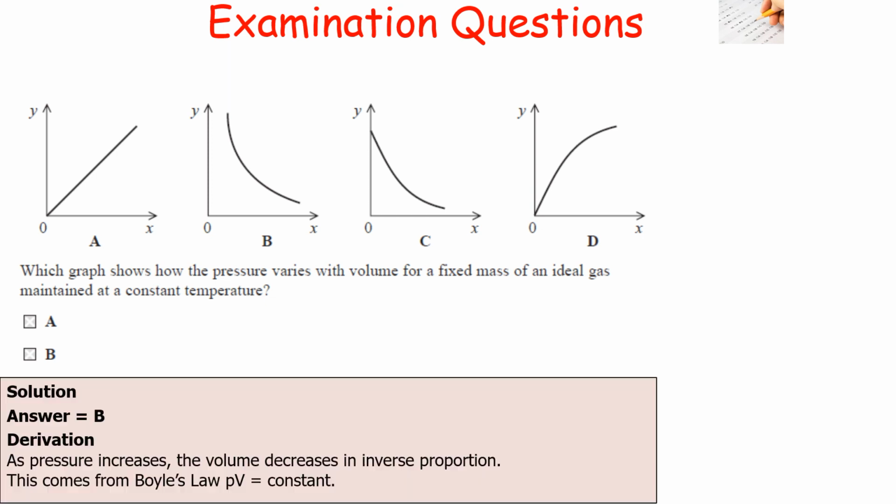Right, our answer here is going to be B, because as the pressure increases, the volume decreases in inverse proportion, which is Boyle's law, PV equals constant. So the only graph here which shows inverse proportion is B.